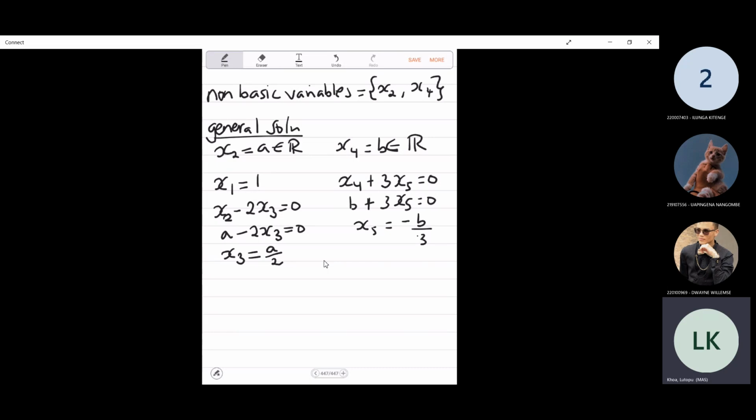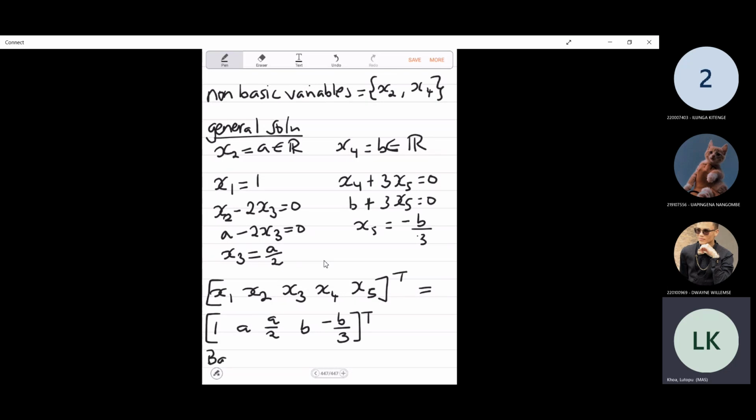So then we write down our general solution like this. We have x1, x2, x3, x4, and x5. Remember, with the general solution, there are no commas to separate them. So x1 is just 1, x2 is a, x3 we worked out to be a over 2, x4 is b, and x5 is minus b over 3. So that is our general solution.